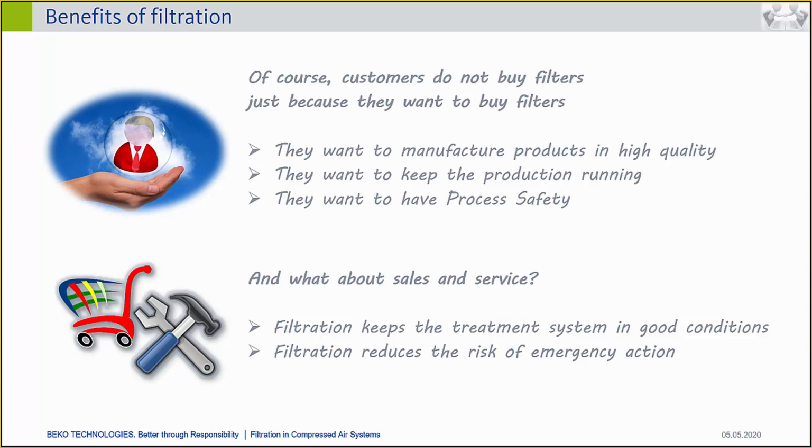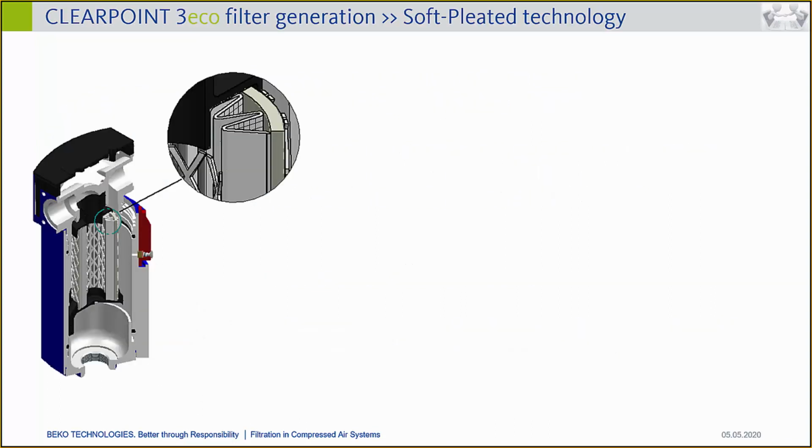So let's have a closer look at the properties and advantages of our filtration series. For that purpose, we have a short look at this cutaway model that shows the filter housing on the left, and also a bit of an upscaled view of the filter element area, which is also cut here. What we have is the inner support cylinder, which is made of a meshed stainless steel material. And on the next level, we have the so-called soft pleated material.